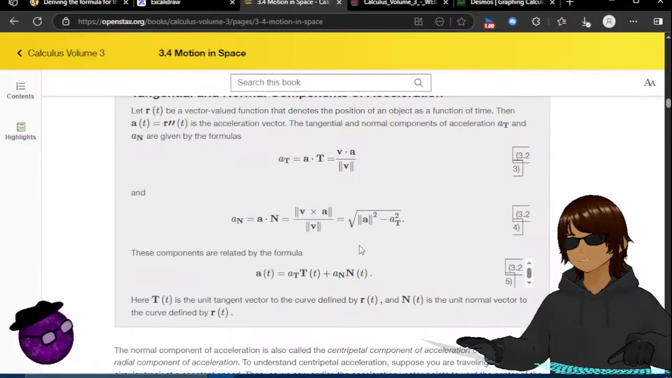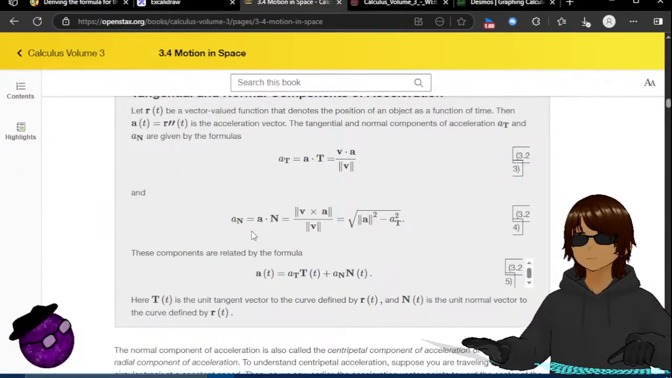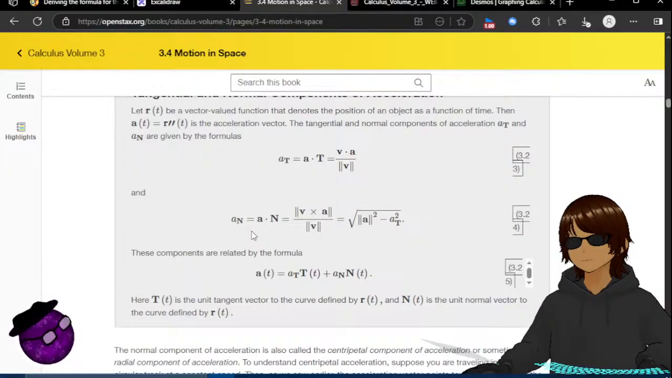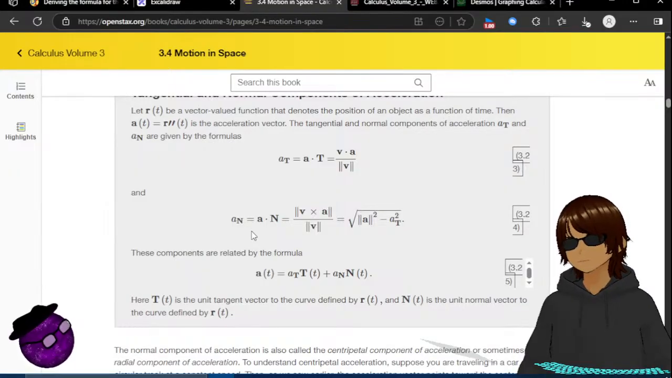For the normal vector, it's a dot N, and I don't understand why it is like this.